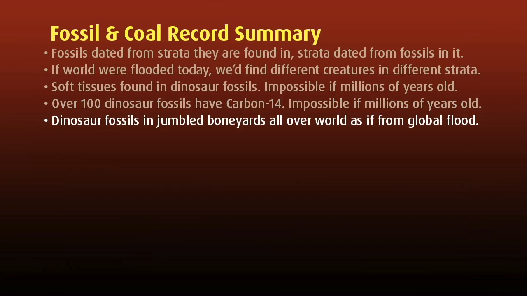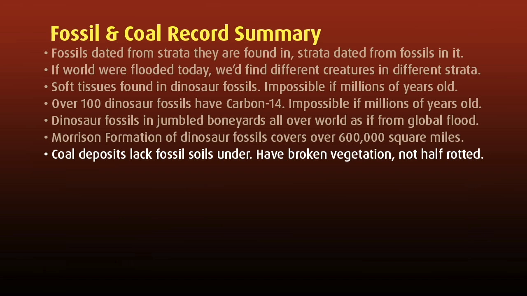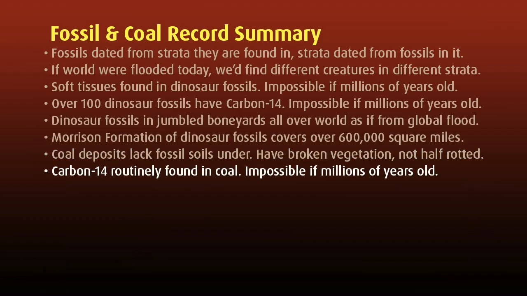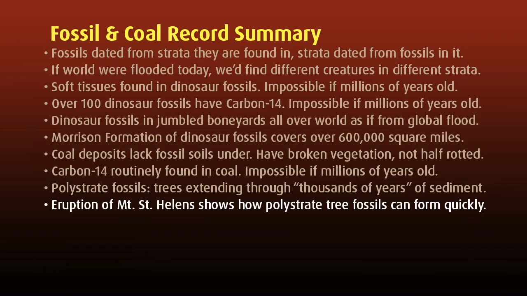Dinosaur fossils are in jumbled boneyards all over the world as if from a global flood. The Morrison Formation of dinosaur fossils covers over 600,000 square miles. Coal deposits lack fossil soils underneath, and they have broken vegetation, not half-rotted. Carbon-14 is routinely found in coal. Impossible if it's supposed to be millions of years old. Polystrate fossils, trees extending through thousands of years of sediment. Impossible. The eruption of Mount St. Helens shows how polystrate fossils can form quickly.